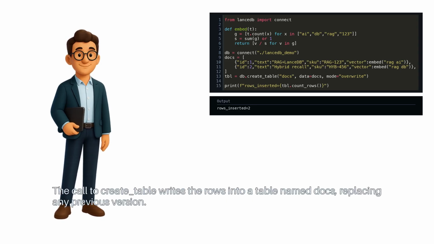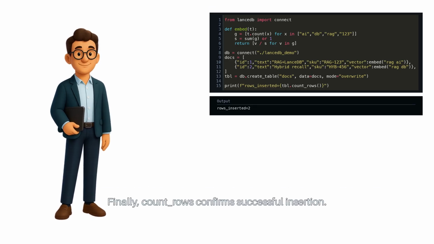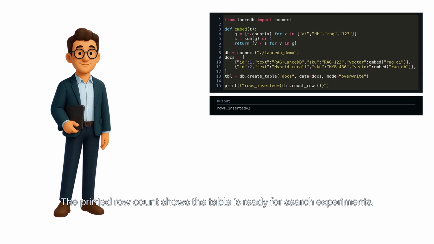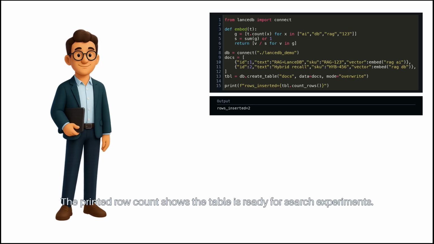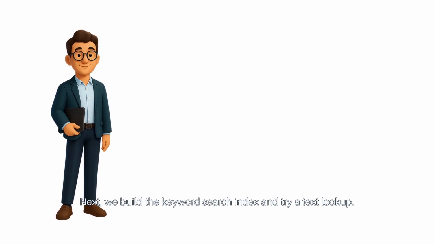The call to create table writes the rows into a table named docs, replacing any previous version. Finally, count rows confirms successful insertion. The printed row count shows the table is ready for search experiments. Next, we build the keyword search index and try a text lookup.